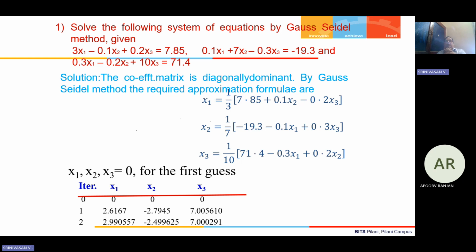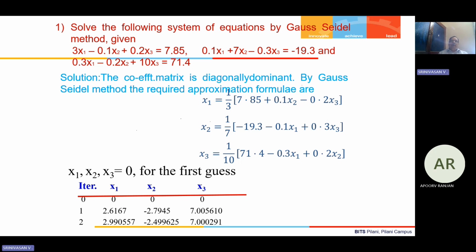First, look at the solution. First, you need to check whether the sufficient condition is satisfied. What is the sufficient condition? The coefficient matrix. What is the coefficient matrix here? I hope you will be able to visualize. First row: 3, minus 0.1, 0.2. Second row: 0.1, 7, minus 0.3. Third row: 0.3, minus 0.2, 10.